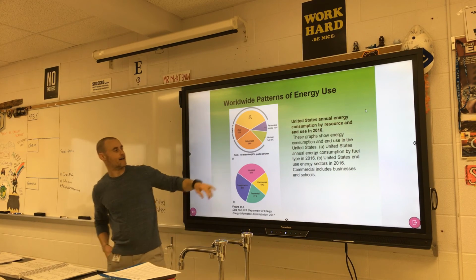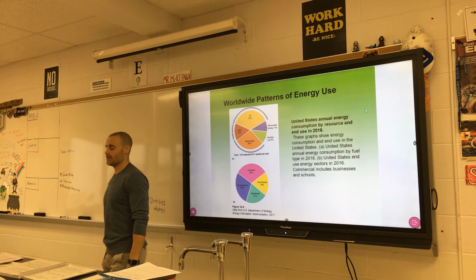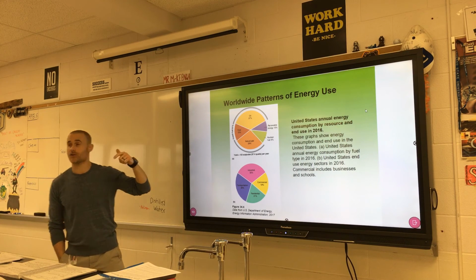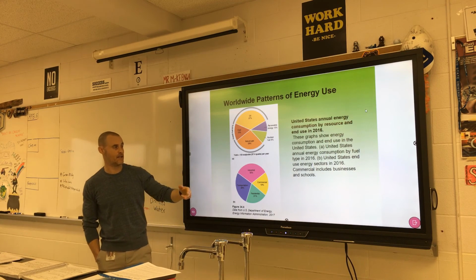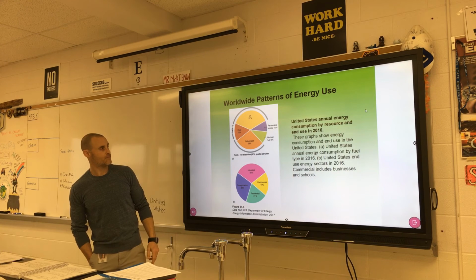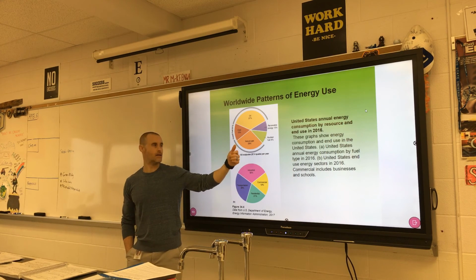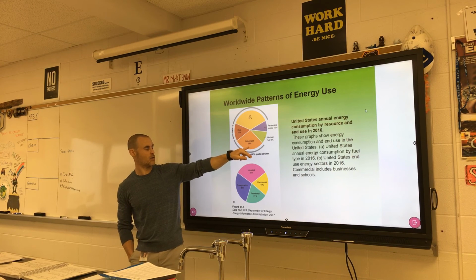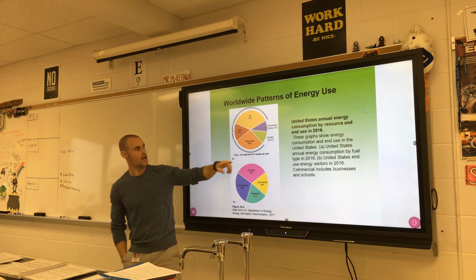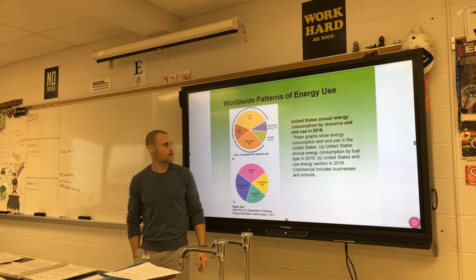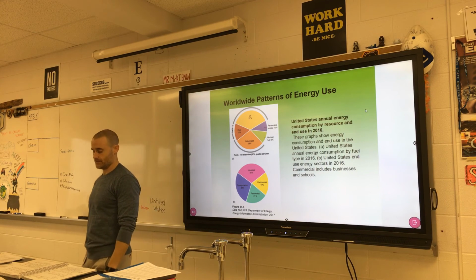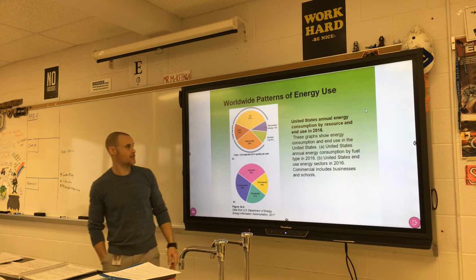Natural gas 29%. So oil 37, natural gas 29, coal 15. Can any of you read those numbers? No. Oil 37, natural gas 29, coal 15, renewable 10, nuclear 9. So that's the US in 2016.